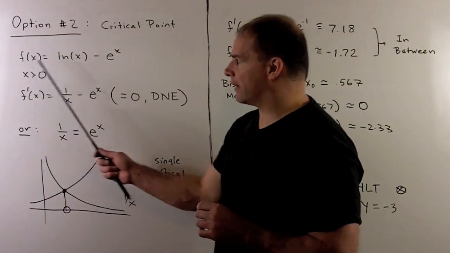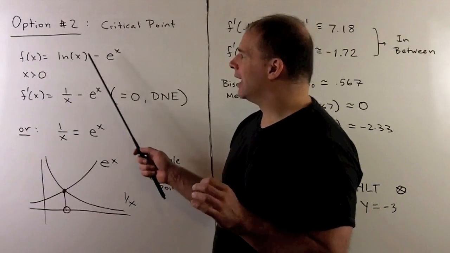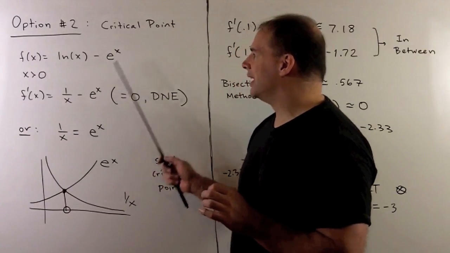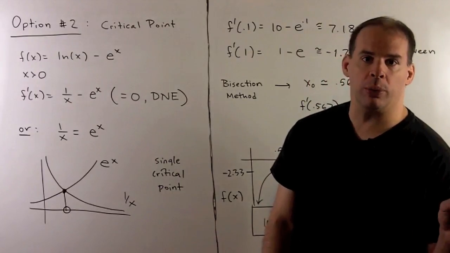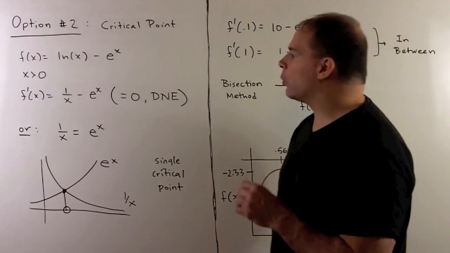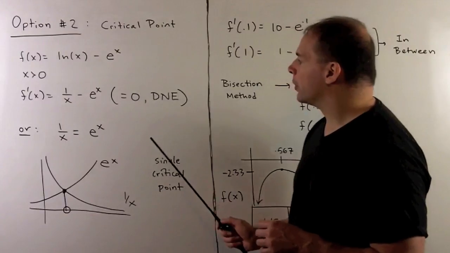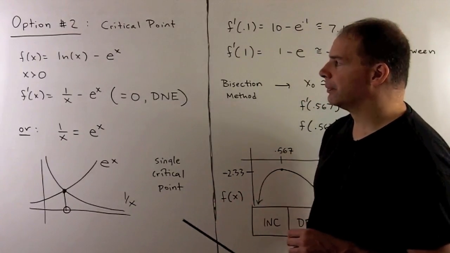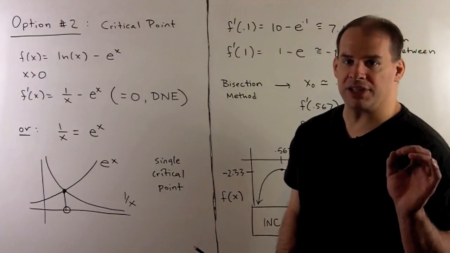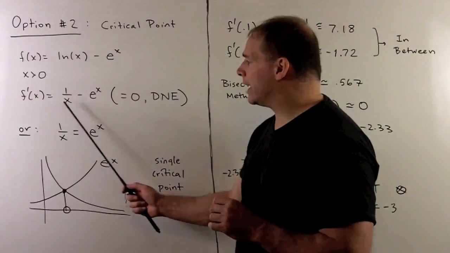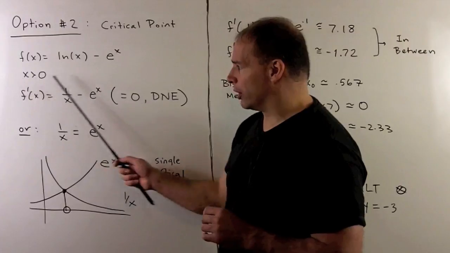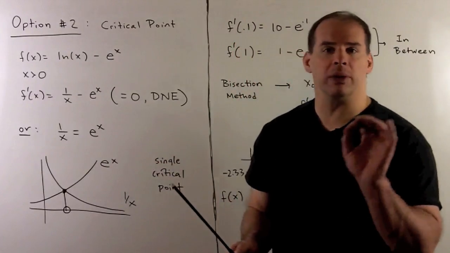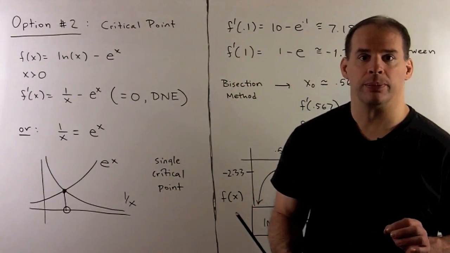Now, we have our function f of x. If I take the derivative, natural log of x goes to 1 over x, e to the x goes to itself. If I want critical points, they occur where our derivative is equal to 0 or does not exist. If the derivative doesn't exist, that can only happen when x is equal to 0, but that's not in the domain of the original function. So we can ignore this case.